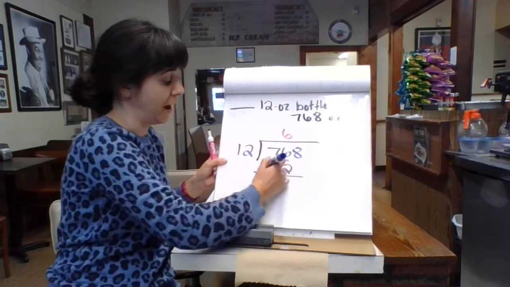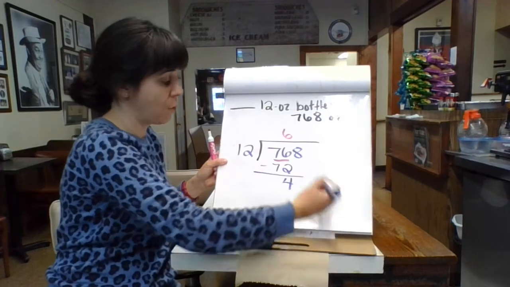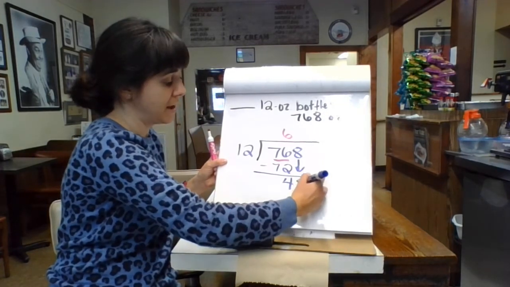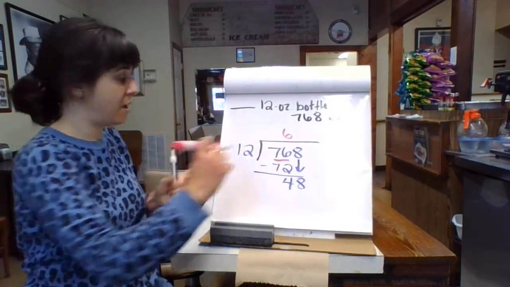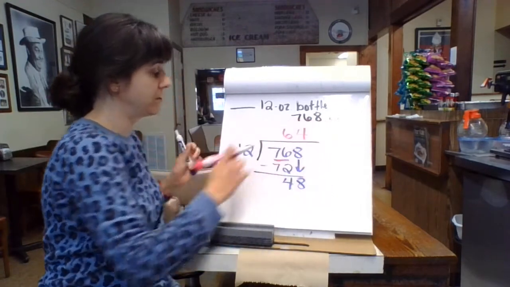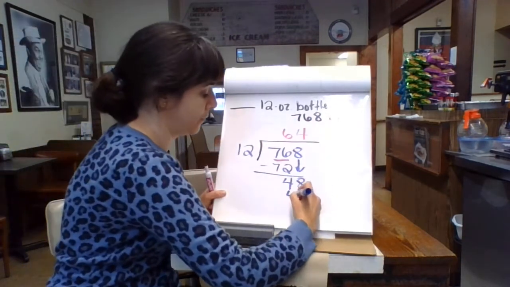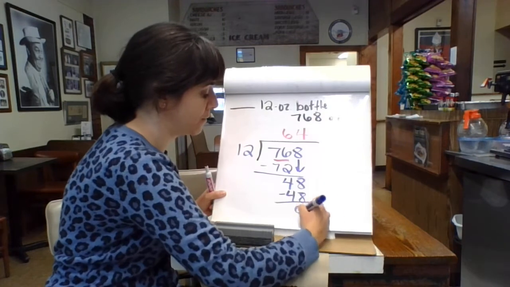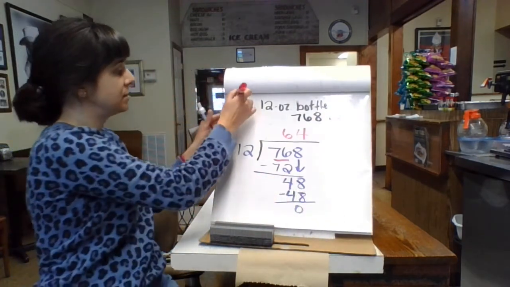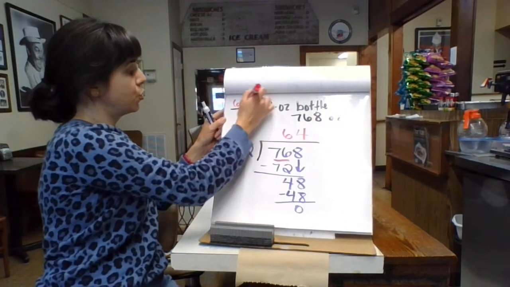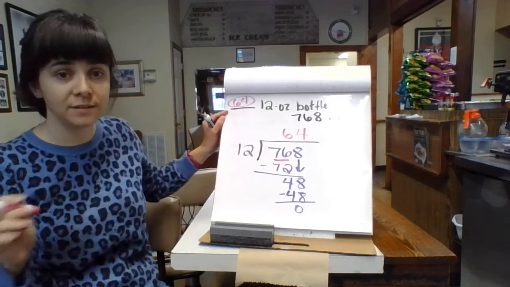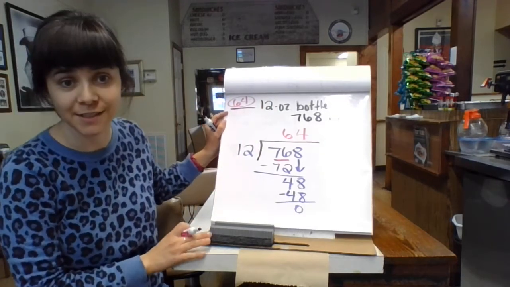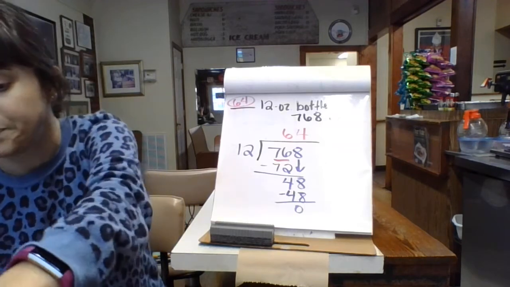And then I'm going to subtract. So I have 4, and then I bring down that 8. 12 goes into 48 4 times. 12 times 4 is 48 with no remainder left over. So it would take 64 12-ounce bottles to equal that 768 fluid ounces, okay? So 64 is that one.